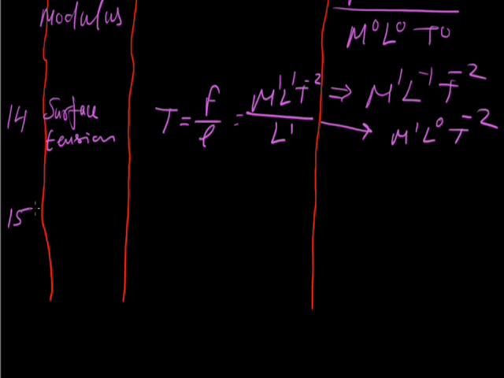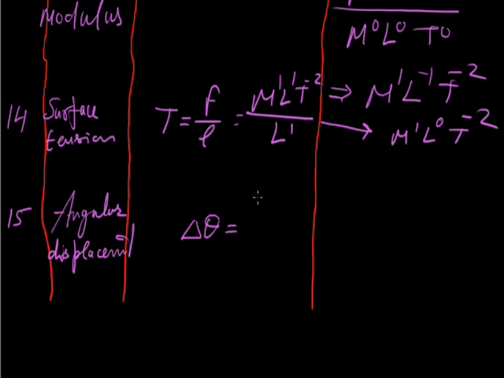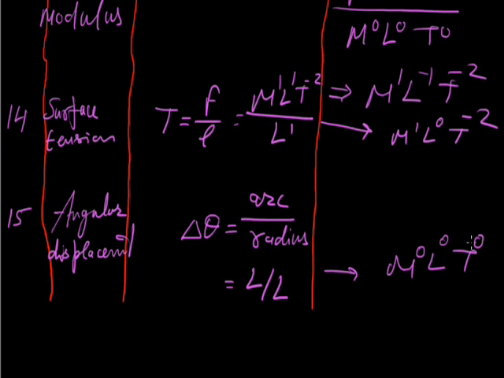15th is angular displacement. It is equal to theta, and angle is equal to arc upon radius. It is equal to L upon L. It is also dimensionless, M0 L0 T0.